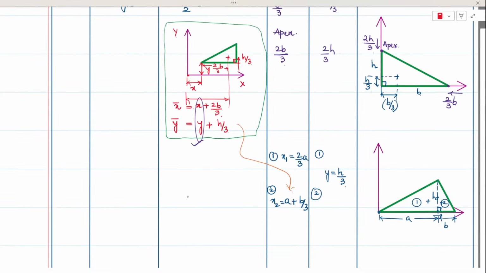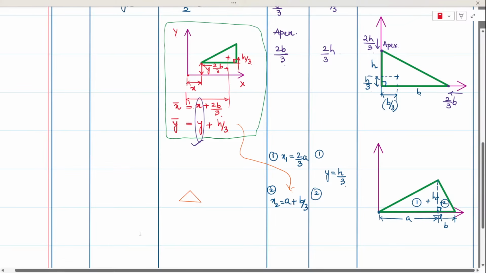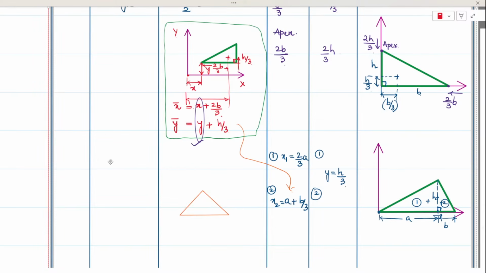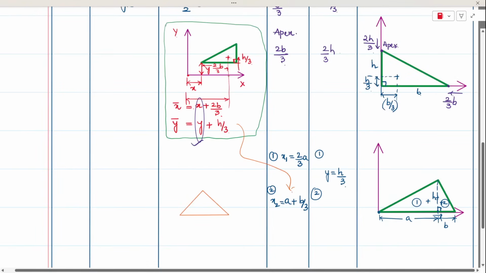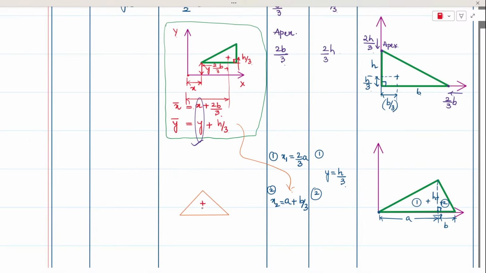If you consider the isosceles triangle, let me just increase the size of this. For the isosceles triangle, the centroid will be directly at b by 2 location because of the symmetry with respect to y-axis, and the centroid from the base will be at a distance of h by 3. So this is for the isosceles triangle.